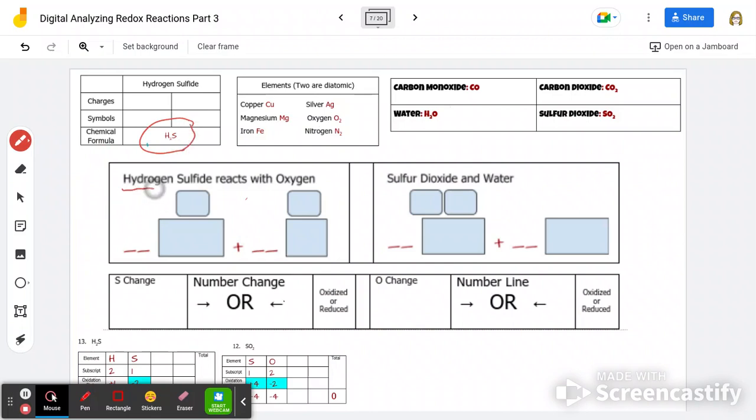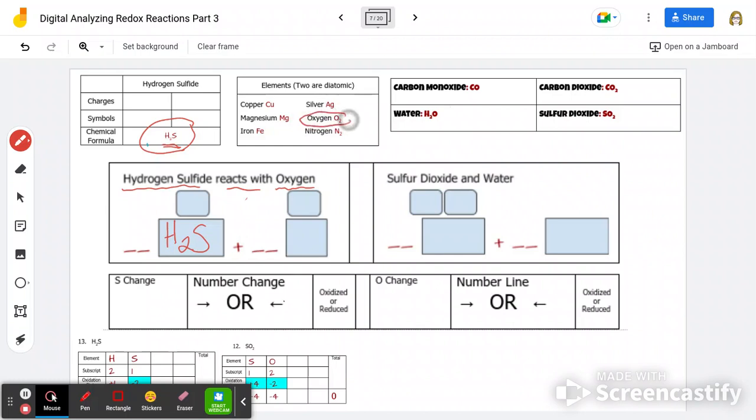So it says hydrogen sulfide. And here's where you wrote the formula for hydrogen sulfide. So you're going to write H2S in this box. Oxygen is an element, so reacts with oxygen.